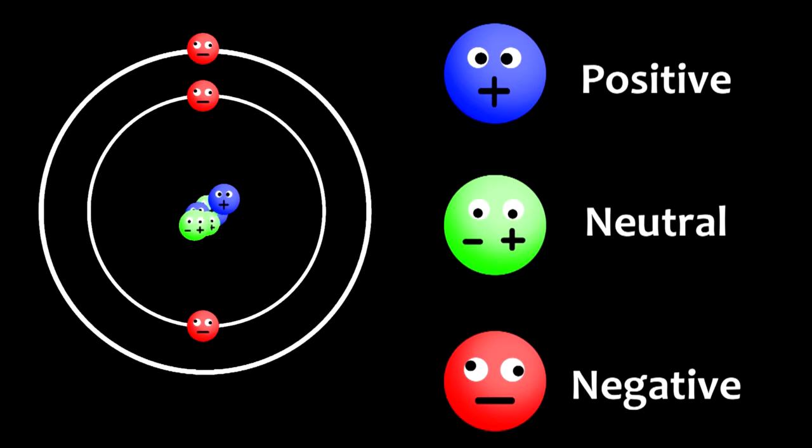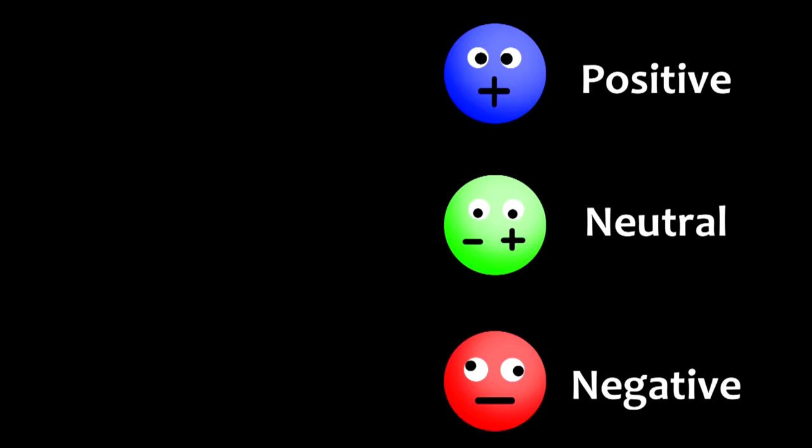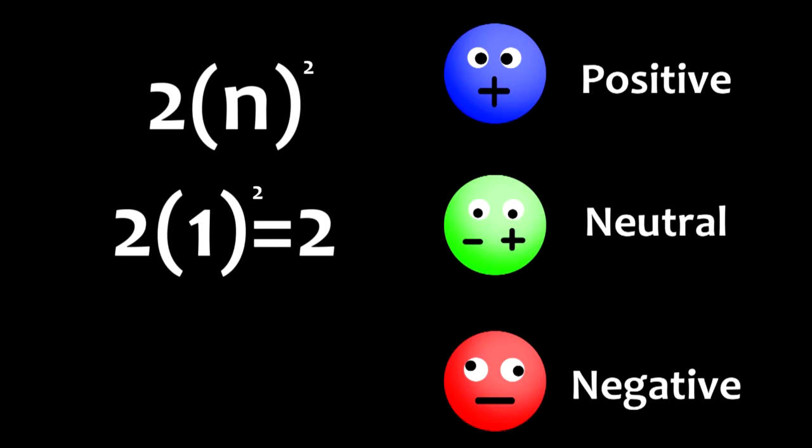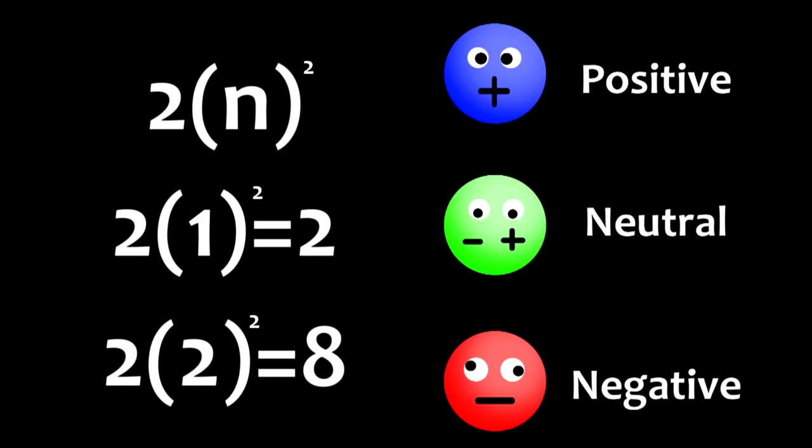But the question is, how do you know how many electrons each energy level can hold? Well, it's just a simple equation. N, we'll make that the variable for whichever energy level it is, squared, times 2. So, for the first energy level, that'll be 1 squared, which is 1, times 2, which is 2. It holds 2 electrons. And then for the second, it will be 2 squared, which is 4, and then 4 times 2 is 8. So that means the second energy level can hold 8 electrons.